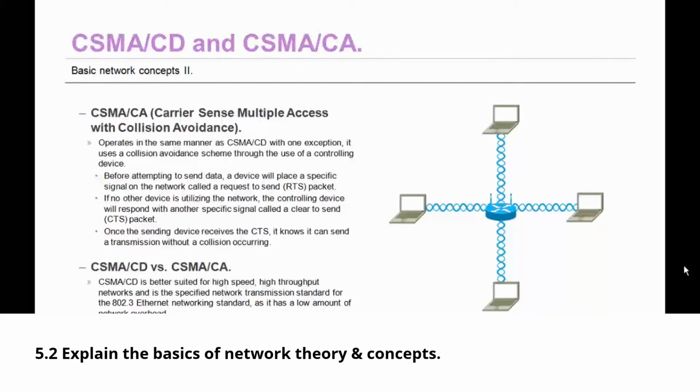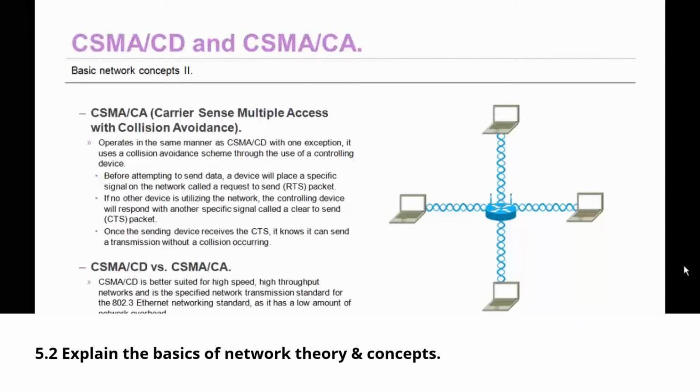packet, or RTS packet. If no other device is utilizing the network, the controlling device will respond with another specific signal called a clear to send packet, or CTS packet. Once the sending device receives the CTS, it knows it can send a transmission without a collision occurring.